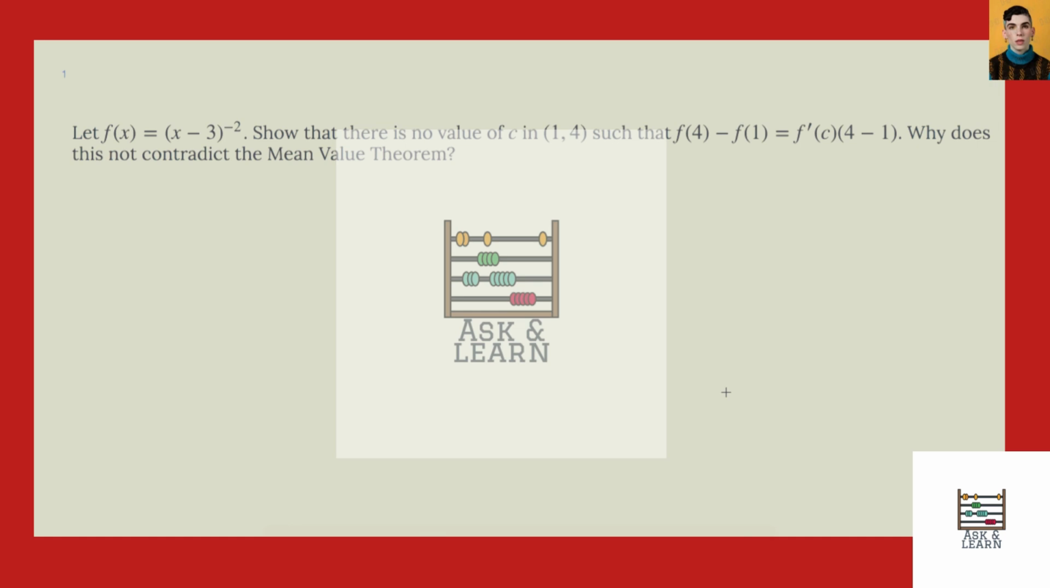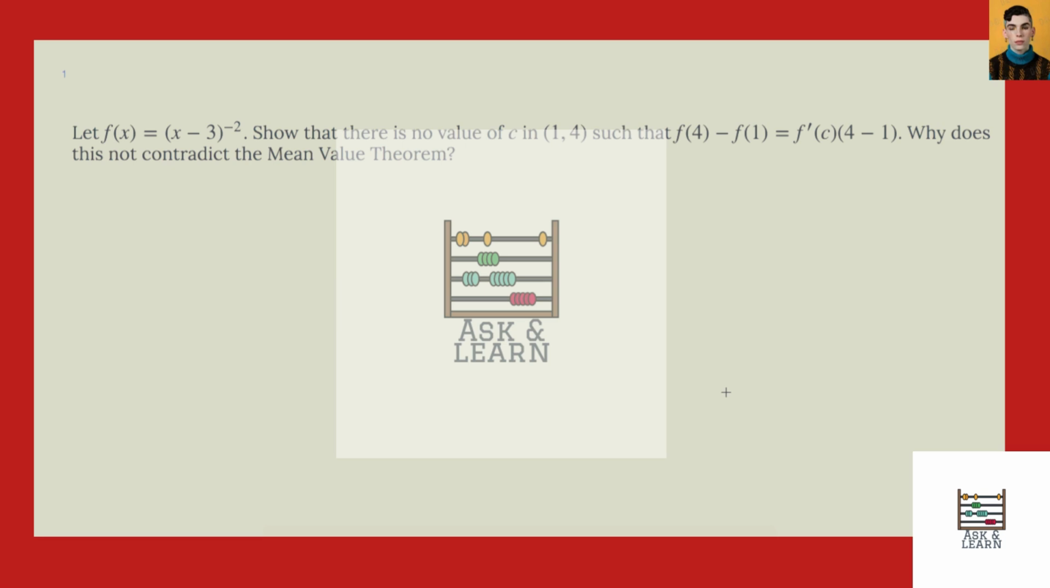All right, so this question here is asking us, let f of x equal (x minus 3) to the negative 2. And we're being told to show that there is no value of c in (1, 4) such that f of 4 minus f of 1 equals f prime of c times (4 minus 1). And why does this not contradict the mean value theorem?